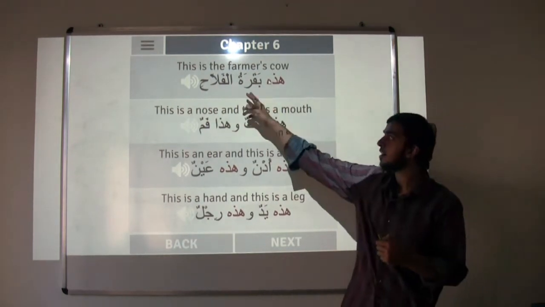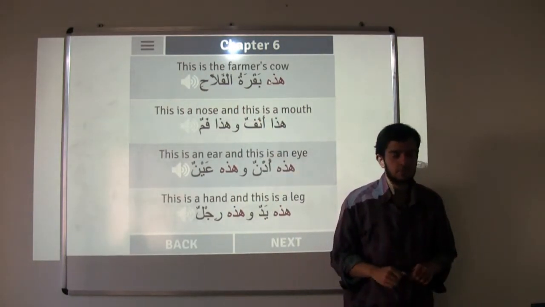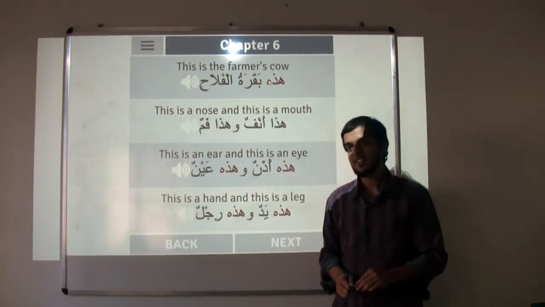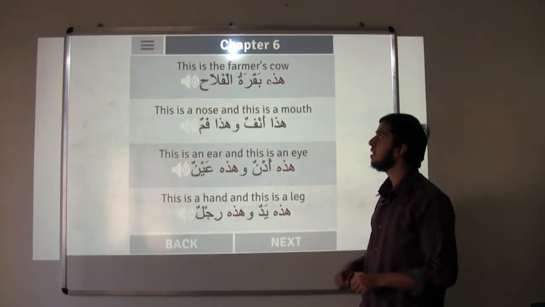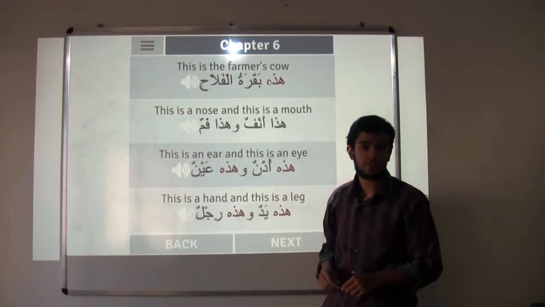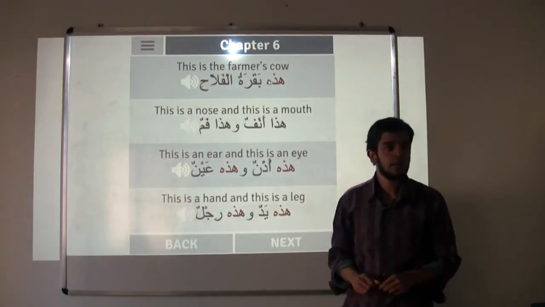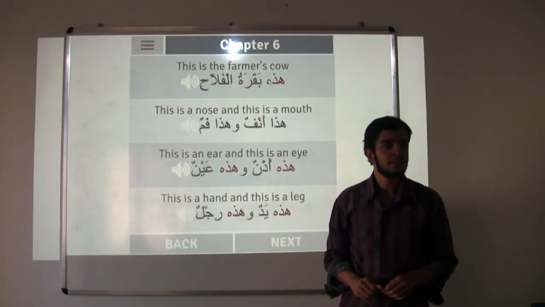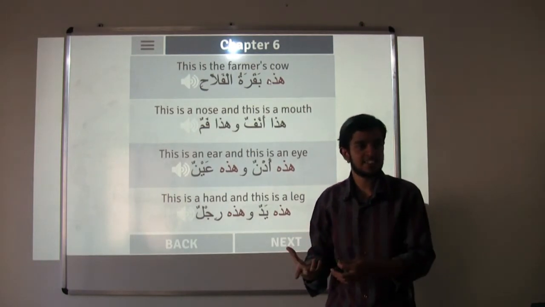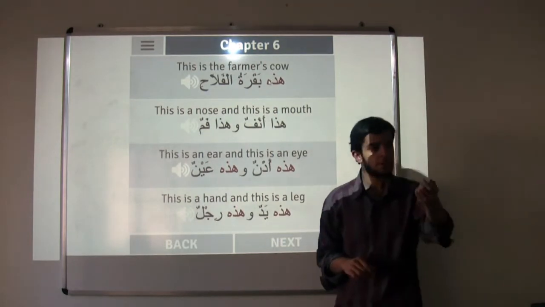Hadihi baqaratul fallahi. Baqara means cow. What does it remind you of? Surah Baqarah, the second chapter of the Quran. Fallahun means farmer, one of the words used for farmer. Last time you said a different one, zari'un, meaning planter, the one who plants. Fallahun is another term. I'm glad you remember that.